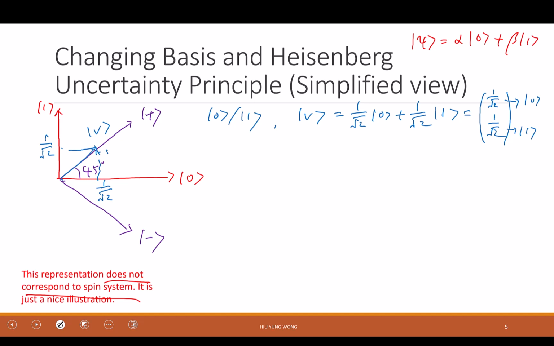Okay, this is easy. How about in the plus and minus basis? How do you write V?